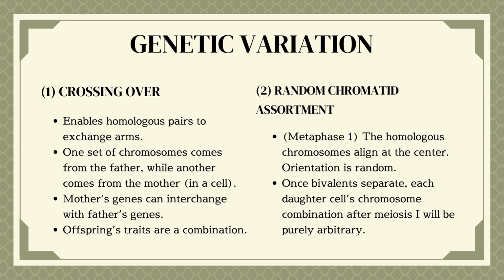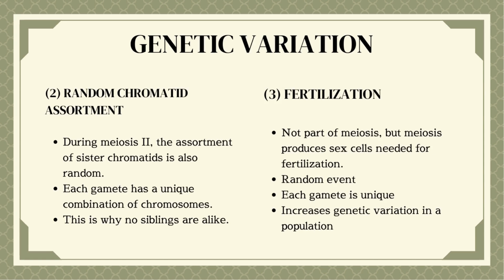Next, number two is independent assortment. The independent assortment occurs during metaphase 1 of meiosis, when homologous chromosome pairs align randomly along the cell center. The orientation of each chromosome pair is independent of the others. This random arrangement allows for an incredible number of possible combinations of maternal and paternal chromosomes in the resulting gametes, making each one genetically distinct.